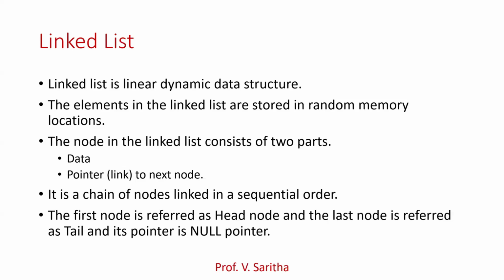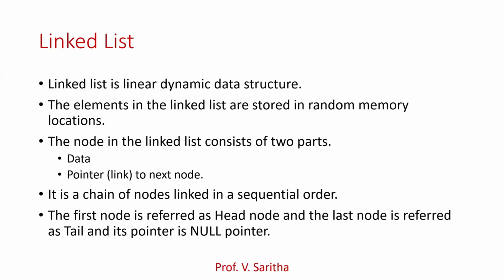The elements in the linked list are stored in random memory locations. Suppose we have 5 elements in the linked list. These 5 elements need not be in consecutive memory locations, meaning one after the other. The elements need not be stored in sequence. They can be in different locations which are randomly distributed in the memory.